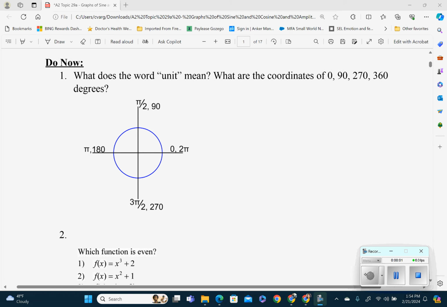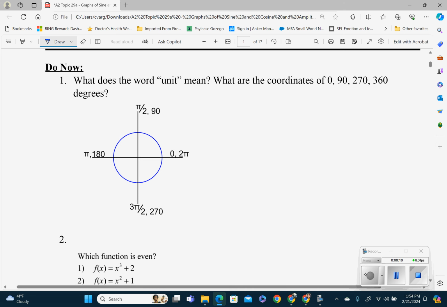So welcome to the next lesson for trig. And so we're going to go back to this unit circle, and unit just means one. Like unit cost is the cost of one. So that's what the word unit means, is one. So let's talk about the coordinates here.